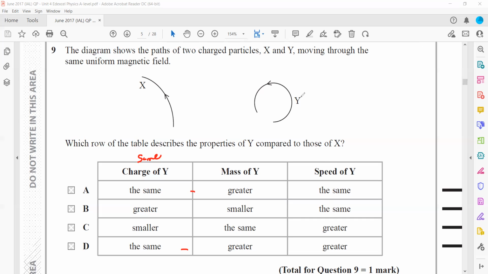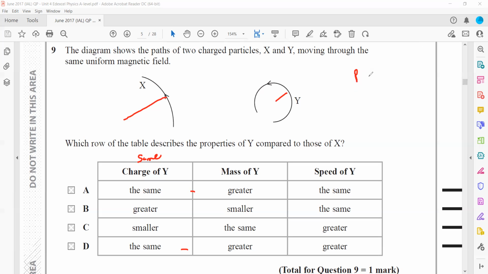Now what about the speed of Y? Because Y is deviating more, it means it has a smaller radius or less momentum. Momentum and the radius of curvature, this one has a smaller radius, this will have a large radius. So momentum and radius of curvature are inverse. Sorry, by mistake, momentum and radius are directly proportional. That was about the wavelength in my mind.